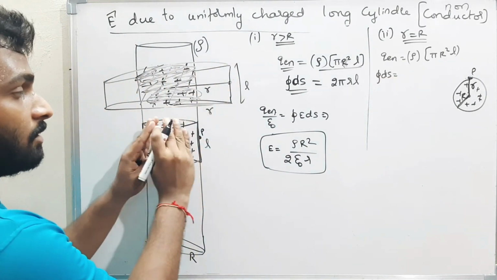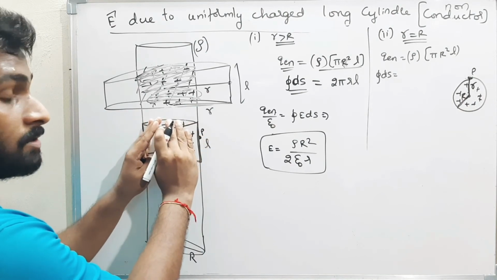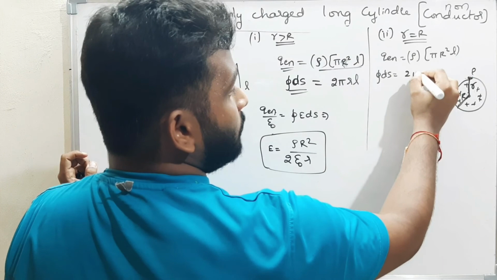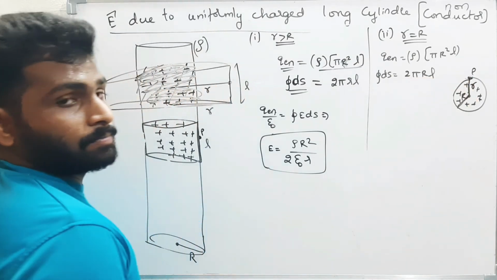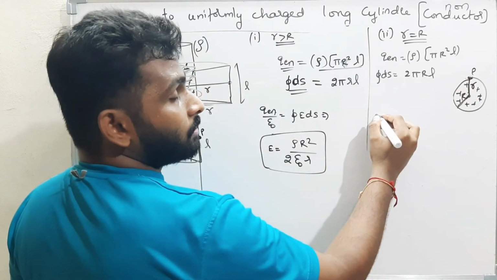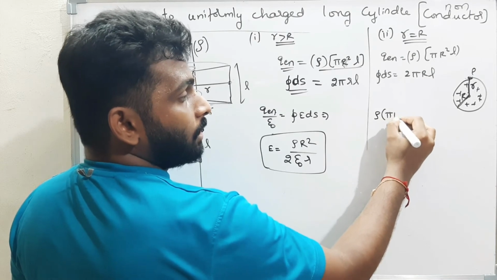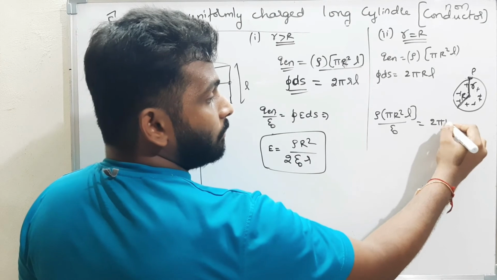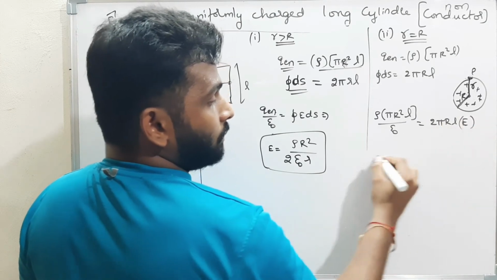The surface area is nothing but this Gaussian surface. It has radius capital R. Therefore, the surface area is 2 pi capital R into L. Therefore, use the formula. What will you get? Rho pi capital R square into L by epsilon naught must be equal to 2 pi capital R L into electric field.